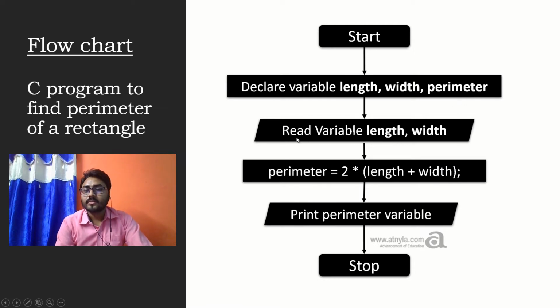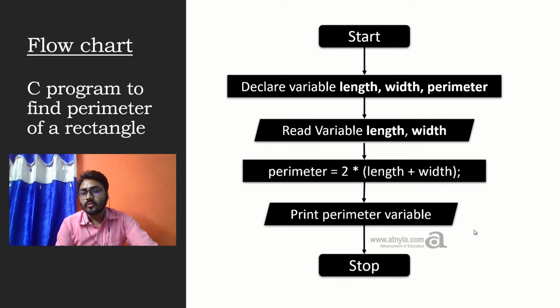In the next step we have to take the length and width of the rectangle from the user. So in this step we will use the scanf function to get the values from the user. In the next step we will calculate the perimeter using the formula we already talked about in the previous slide, that is 2 into length plus width. After that we will print the value of the perimeter variable. After that the program will stop. So this is our flowchart.